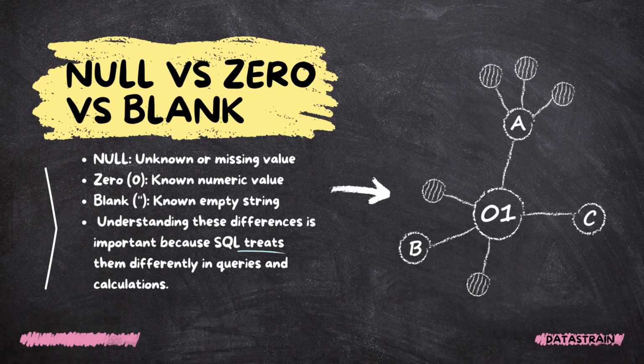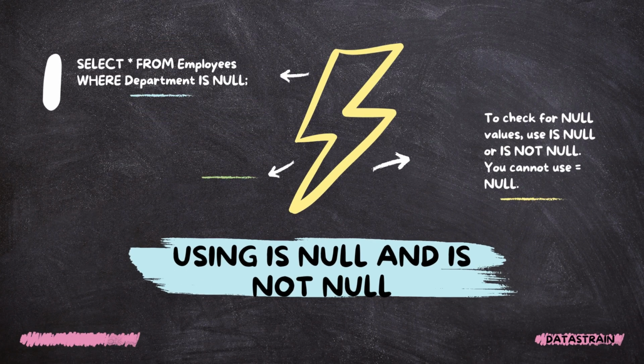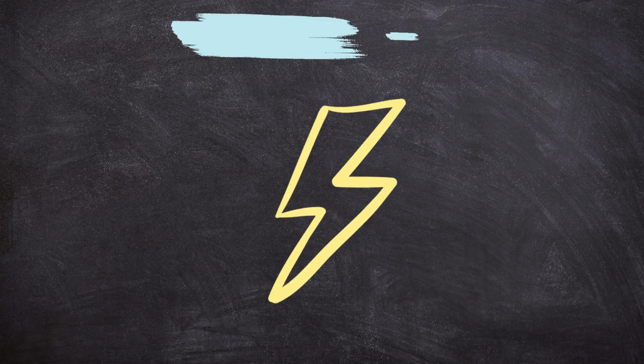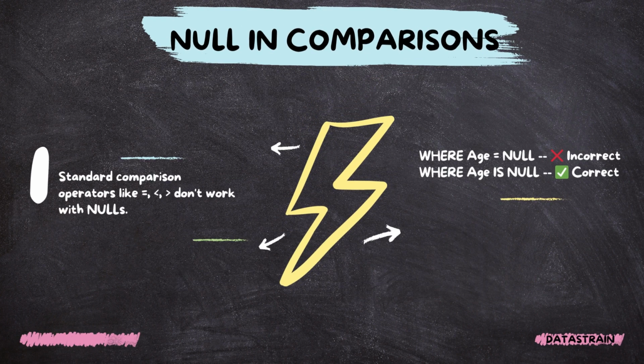Next, we clear up the common confusion. Null is not the same as zero, which is a numeric value, or a blank string, which means an intentionally empty field. Understanding these differences will help you avoid major logic errors in your queries. When working with nulls, you can't use standard comparison techniques. SQL requires specific syntax to check for null values. You need to handle it differently, both in filtering and in logic.